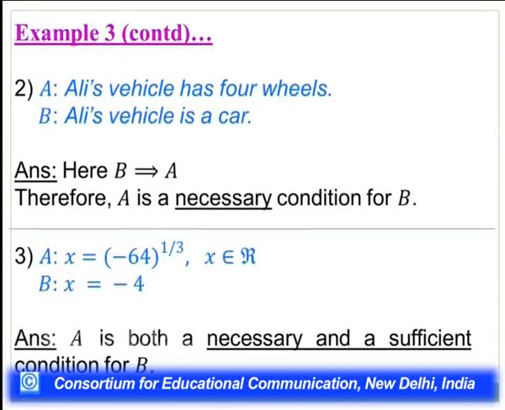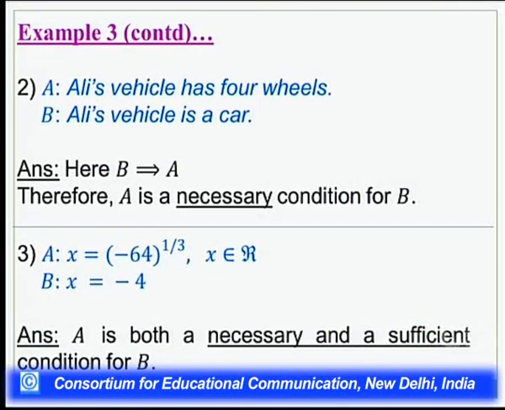Okay. The second example, where proposition A is Ali's vehicle has 4 wheels, and proposition B is Ali's vehicle is a car. And you can sense the line of reasoning here. If Ali's vehicle is a car, then it necessarily has 4 wheels. But you can't have things the other way around, where if the vehicle has 4 wheels, it necessarily has to be a car. So here we have that B implies A, which is to say A is a necessary condition for B to be true. The right side proposition is always a necessary condition.